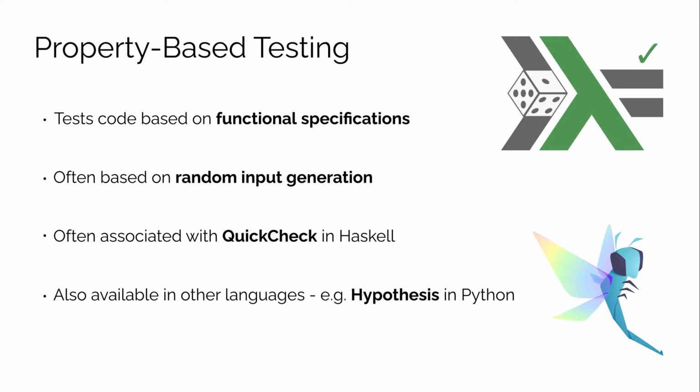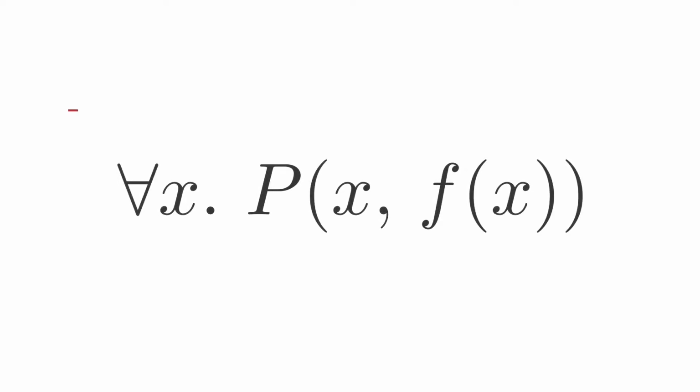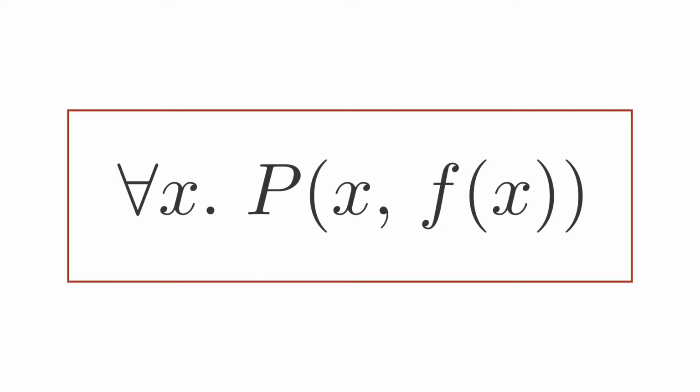Property-based testing is a principled way of testing software that focuses on functional specifications rather than on suites of input-output examples. It has been popularized by libraries like QuickCheck in Haskell. If we want to test a function f, we can define a property p that defines some correctness condition. We'd like to know that for all inputs x, p holds.